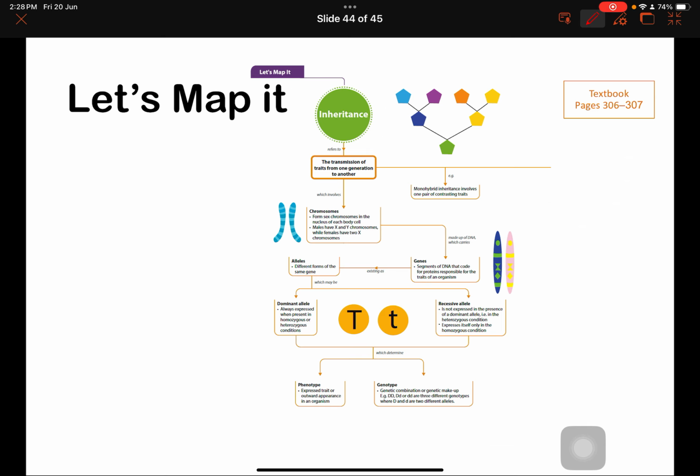Alright, and that's all that we have for mutation. Please fill in your notes, and when we return to school, I can do a quick consolidation on the entire chapter 13 when we meet again.